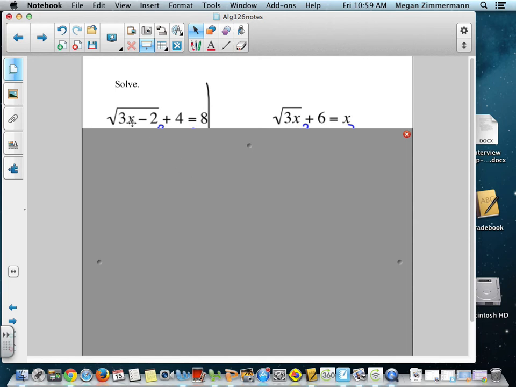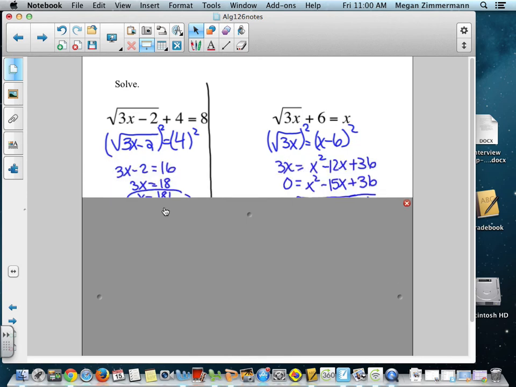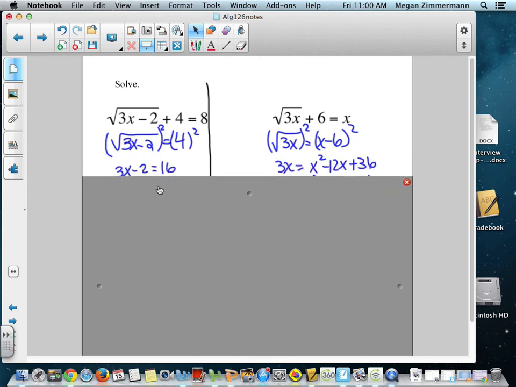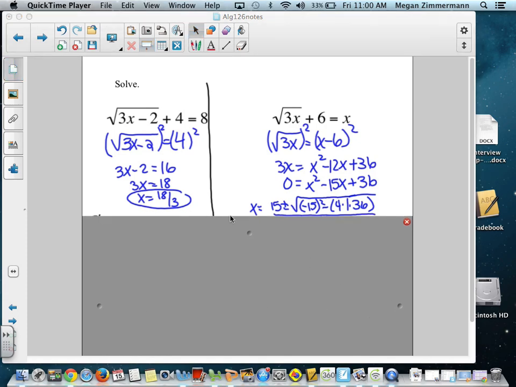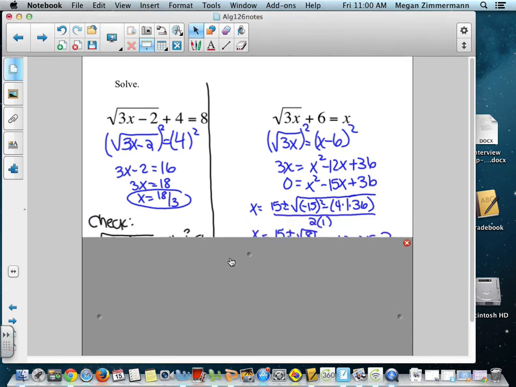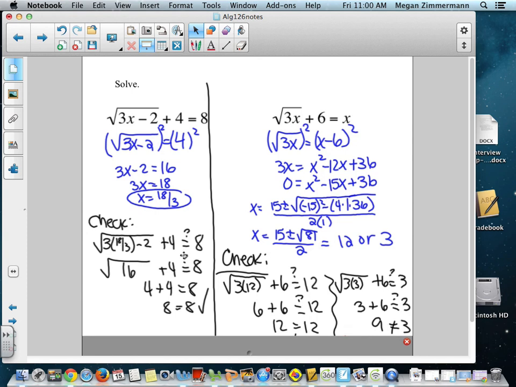All right, let's look at the square root of 3x minus 2 plus 4 equals 8. So let's isolate the square root on one side of the equation and then square both sides to get rid of the root. So we end up with 3x minus 2 equals 16. So that must mean x is equal to 18 over 3. So now we have to check it to make sure it's not extraneous. So if I substitute it back in, it does look like I get an equality on both sides. I do end up with the left side equal to the right side. So x equals 18 over 3 is the solution.